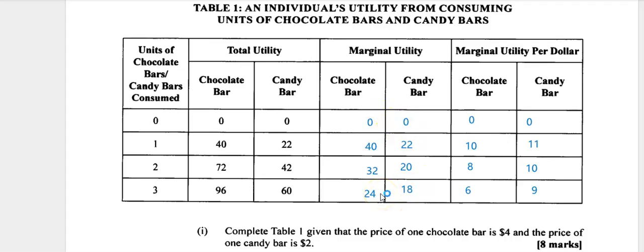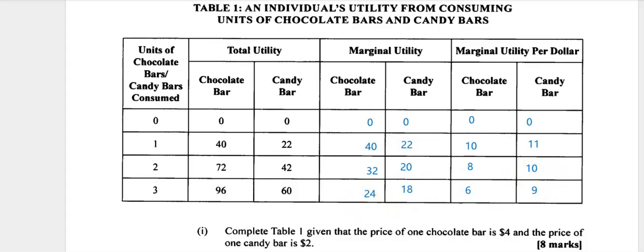Now we want the marginal utility per dollar, which means we're going to take these marginal utilities and divide them by the price. So the chocolate is $4 and the candy is $2. So 40 divided by 4, 10. 32 divided by 4, 8. 24 divided by 4, 6. And for the candy bar, 22 divided by 2, 11. 20 divided by 2 is 10. And 18 divided by 2 is 9. All right, so we've answered that question.